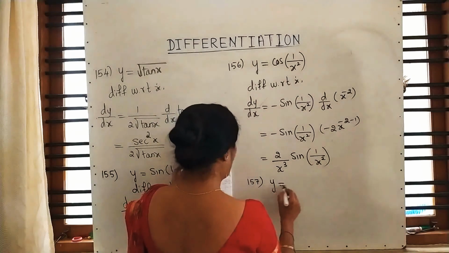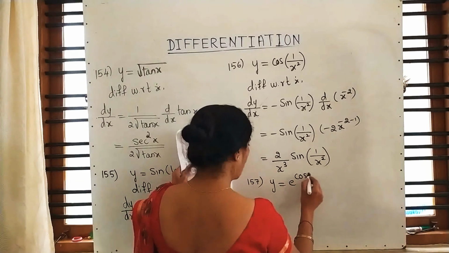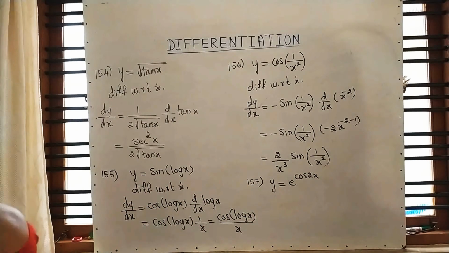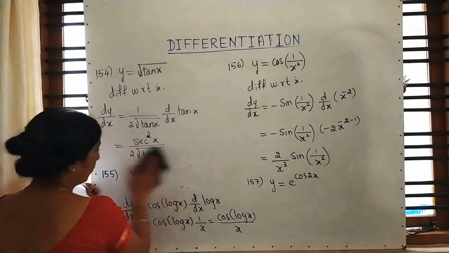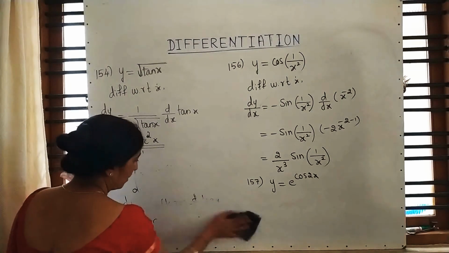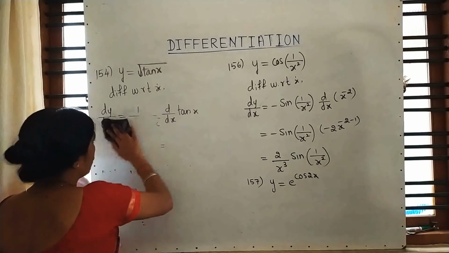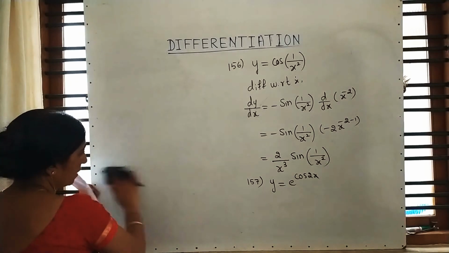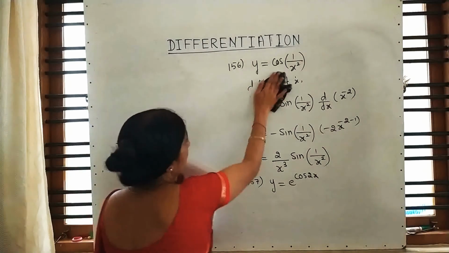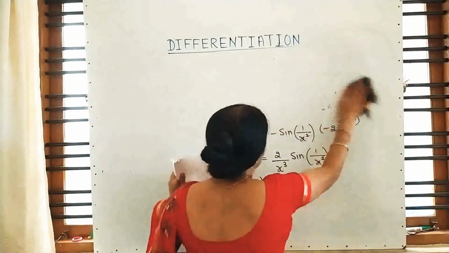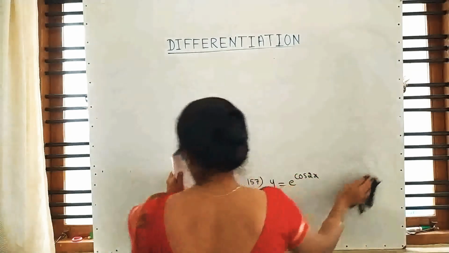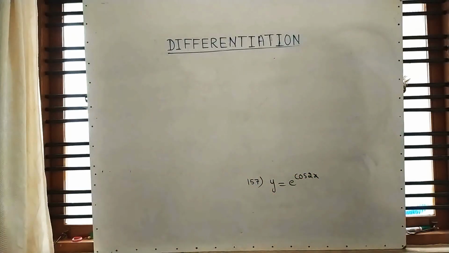Next. y is equal to e raised to cos 2x. Yes students, which formula are we remembering? It is in the form of e raised to x. What is the differentiation of e raised to x? Differentiation of e raised to x is e raised to x. But here it is not x. The power is other than x. We have to differentiate that power. So I will explain the steps one by one.